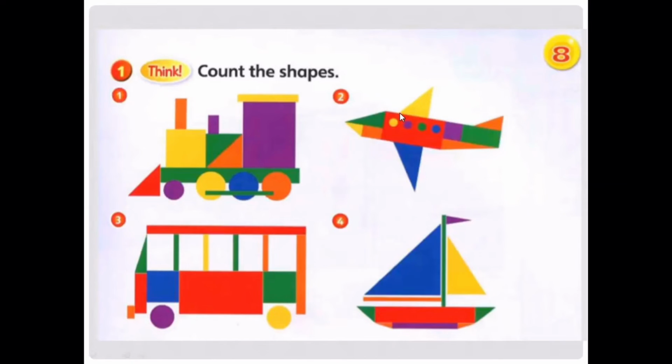So in each picture, we should count the triangles, the rectangles, the circles, and the squares. And then we should give names to each picture. These are means of transport, remember? We have already dealt with means of transport.